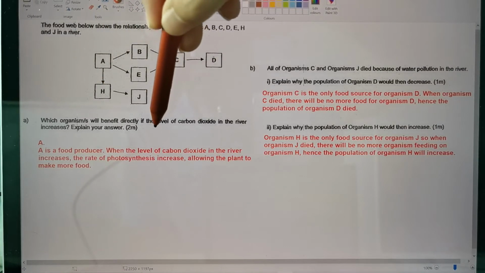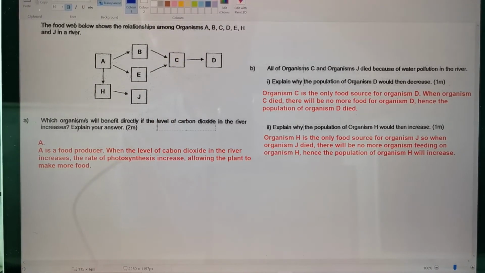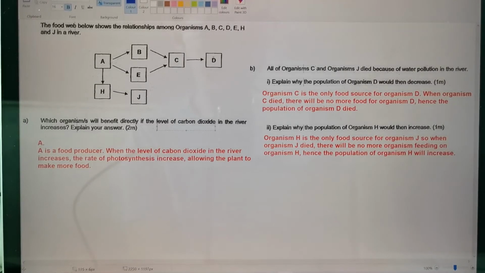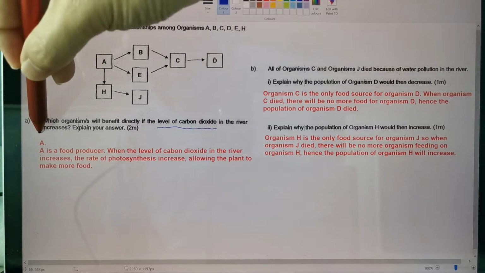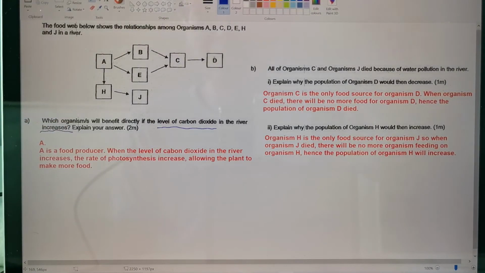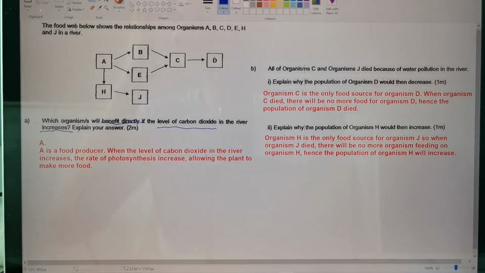Now, the key word in this whole question is the level. Hold on, let me write that down. Level of carbon dioxide increases. Now, they mention who must benefit directly. Who will benefit? Definitely the food producer. So that's why the answer is A.